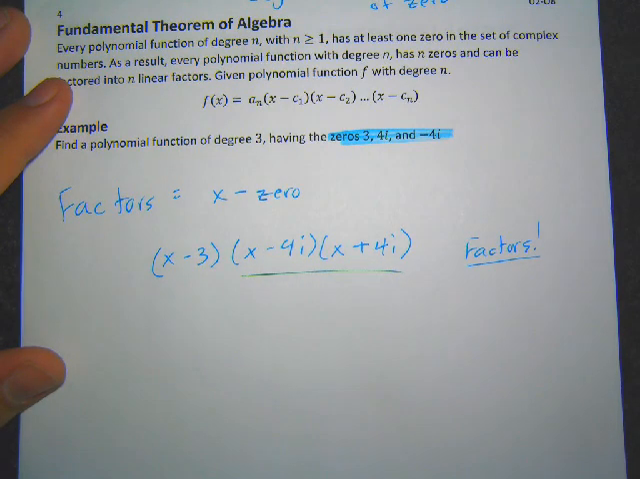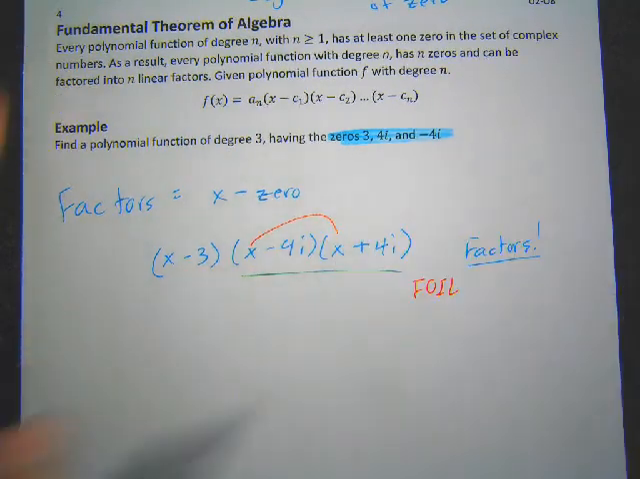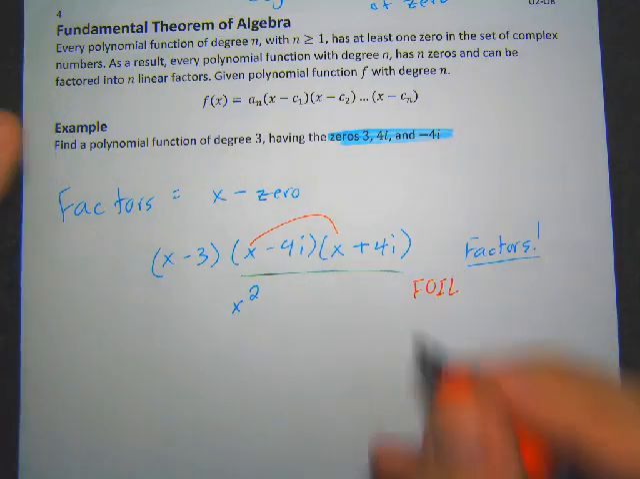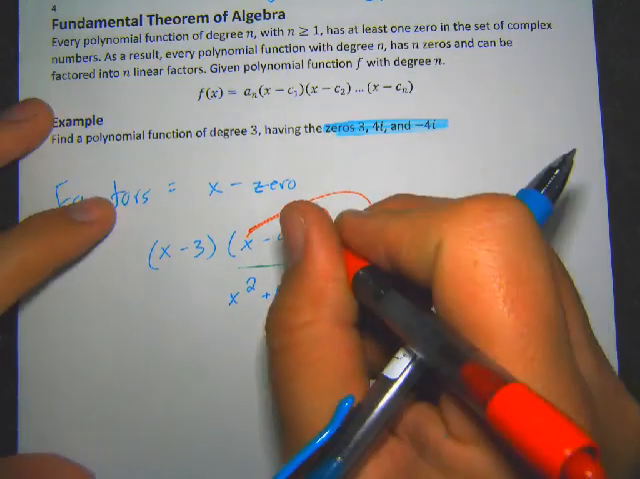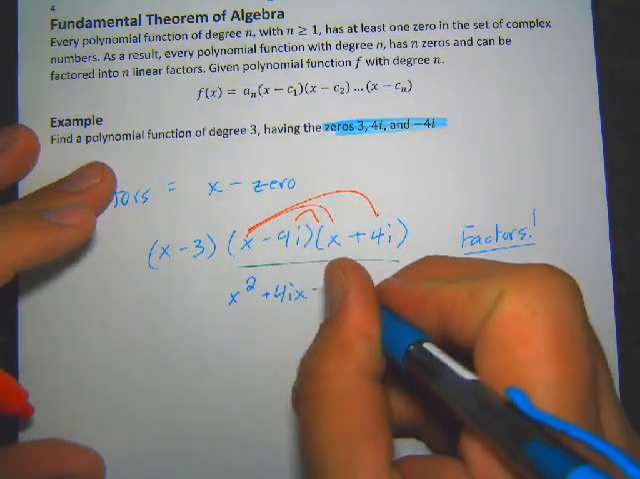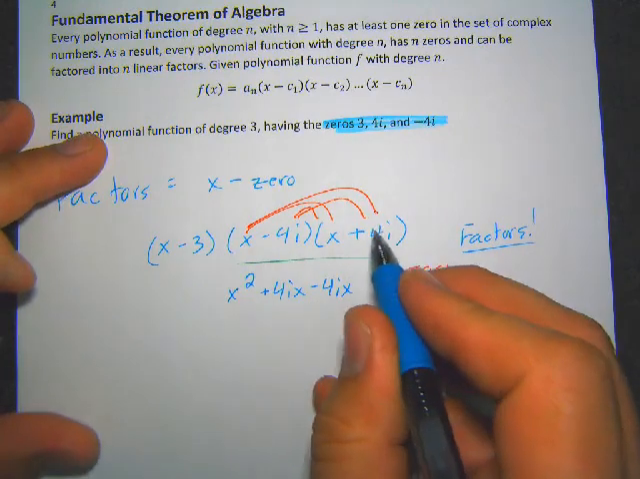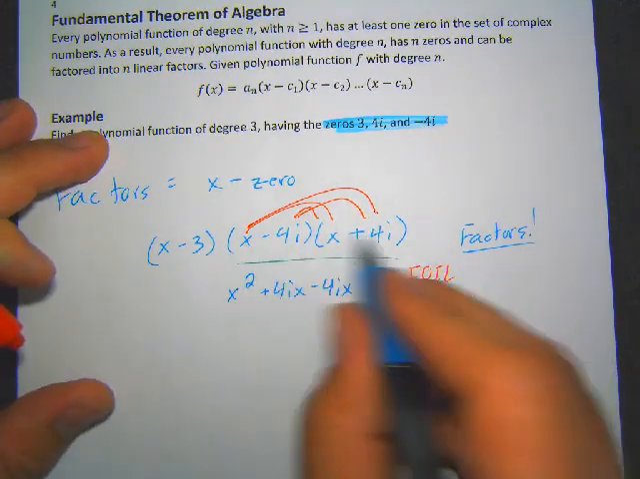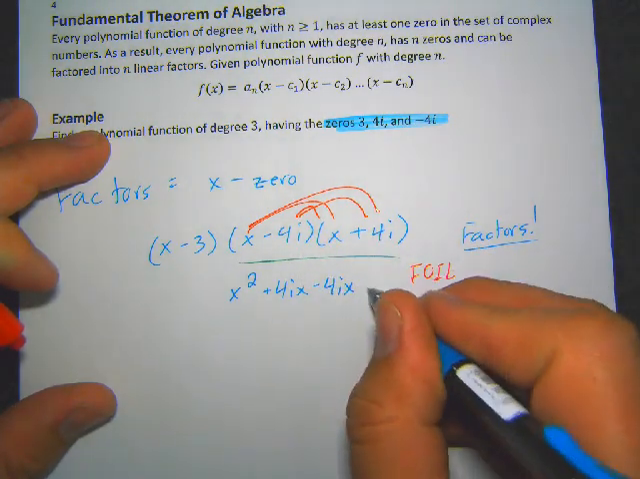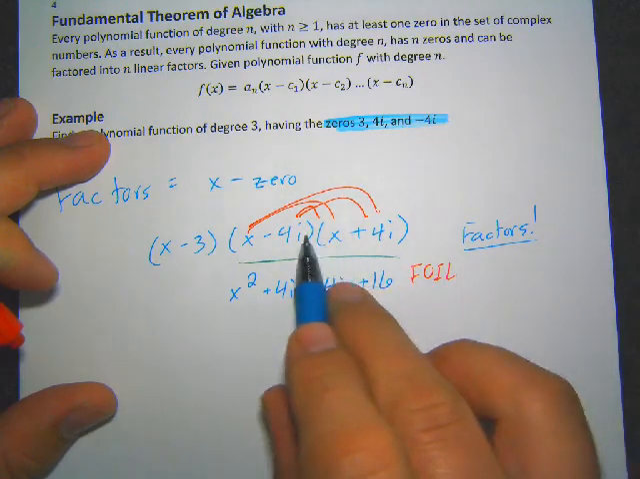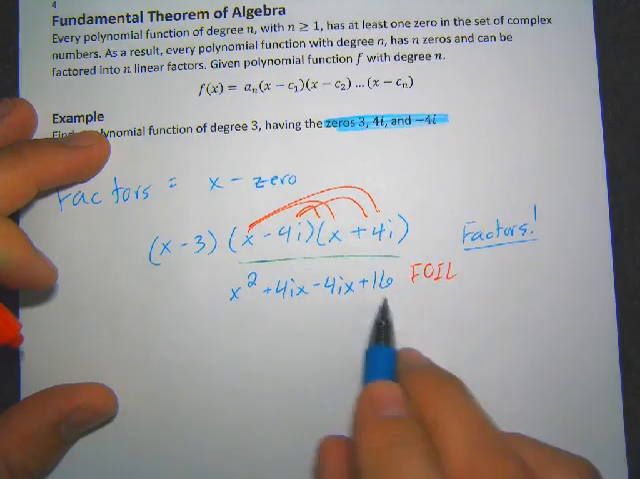I'm going to FOIL. Remember, when we multiply, we FOIL. I do my first, x times x, x squared. I do my outside, x times 4i, so I get 4ix. I do the inside, negative 4i times x, so I get minus 4ix. And then I do my last, negative 4i times positive 4i. Negative 4 times positive 4 is negative 16. Remember the i squared turns that back into a positive 16, because i squared always switches the sign. So i squared is negative 1, 4 times 4 is 16, and a negative makes that a negative 16. Negative 1 times negative 16 is positive 16.